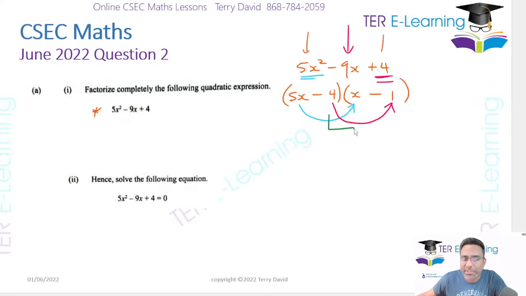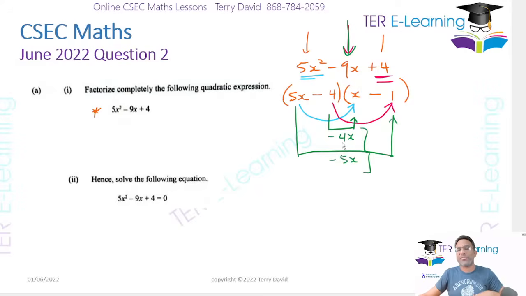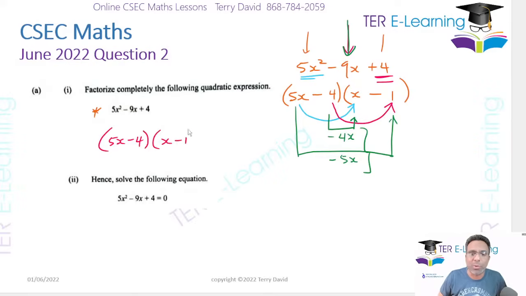You have to multiply the two closest terms, which is minus 4 by x, which will give me minus 4x. And I need to multiply my two furthest terms, that's 5 by minus 1, which is going to give me minus 5x. When I add these two numbers, I should get my middle term. So minus 4x minus 5x is going to give me minus 9x. So the answer is exactly what I wrote here: 5x minus 4 multiplied by x minus 1. That's what I'm going to get when I factorize this.